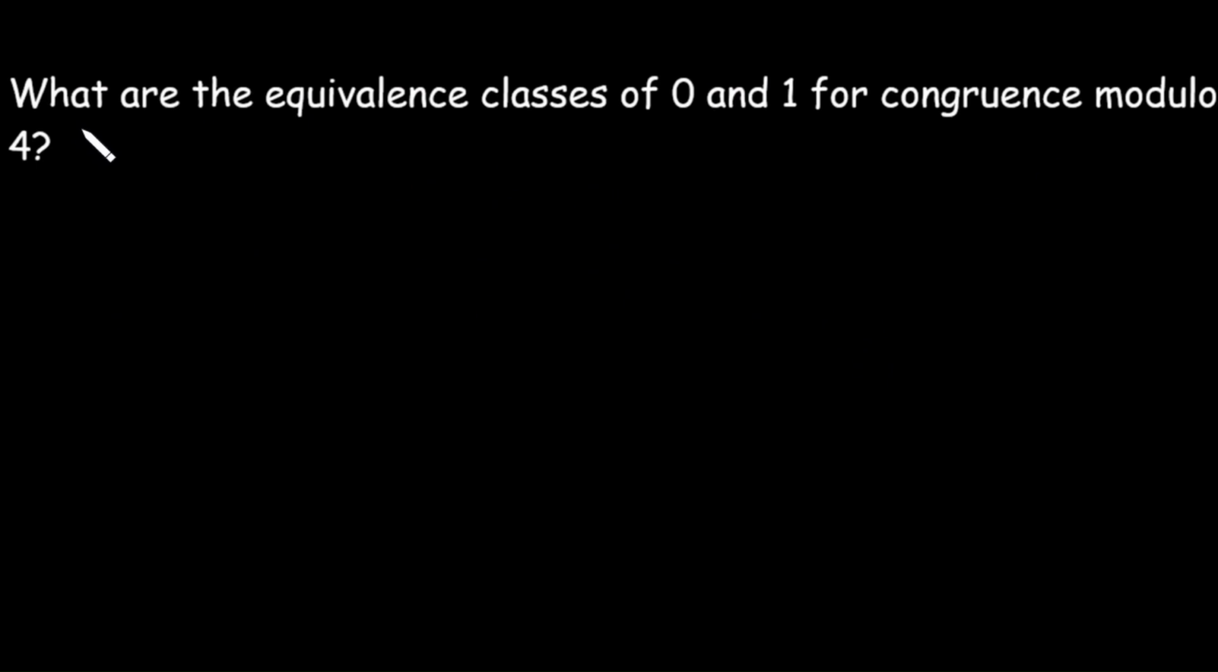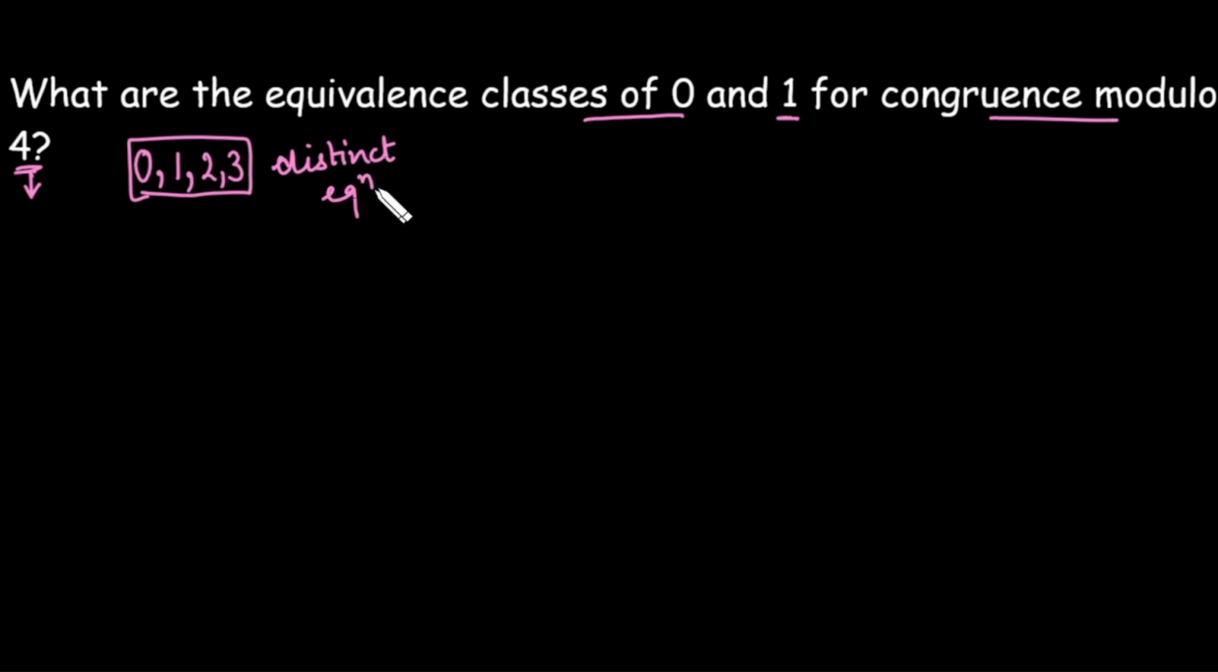Based on the congruence modulo, we can also find the equivalence classes. Here we need to take the congruence modulo 4 and we need to write the equivalence class of 0 and 1. Before coming to the 0 and 1, just remember, for the congruence modulo m, collect the remainders. Like in this case, we are taking congruence modulo 4. So what are the remainders possible in case of 4? Remainders are 0, 1, 2, 3. So these are the 4 distinct equivalence classes we have.